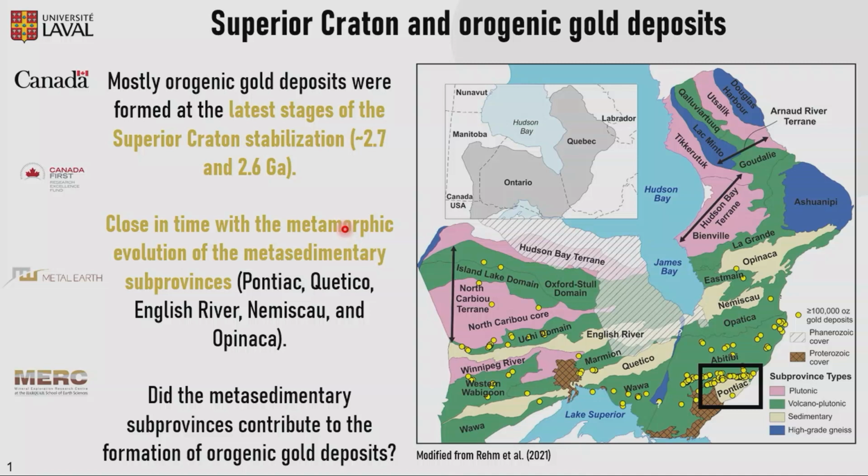So it's now known that most orogenic gold deposits were formed at the late stages of the Superior Craton stabilization, around 2.7, 2.6 billion years, and they are close in time with the metamorphic evolution of the metasedimentary subprovinces here, such as Quetico, Nemiscau, and most important for us, the Pontiac. So this raises the question: why did the metasedimentary subprovinces contribute to the formation of orogenic gold deposits?